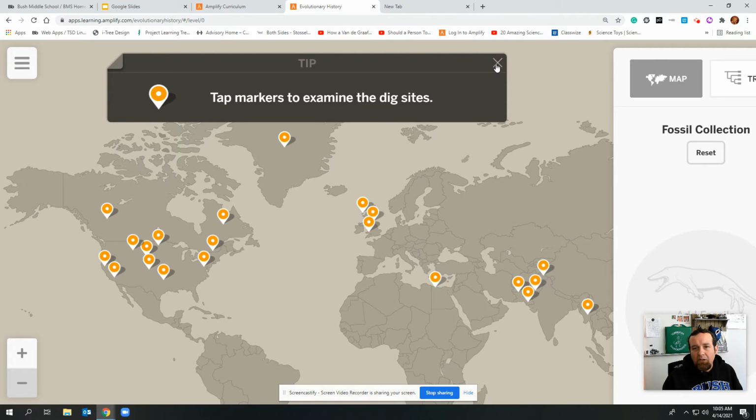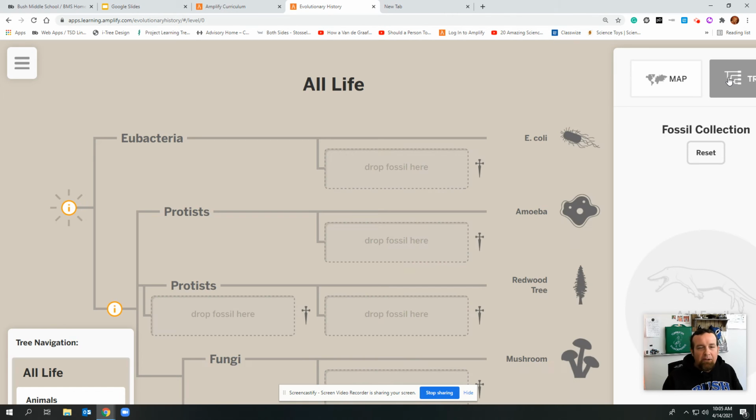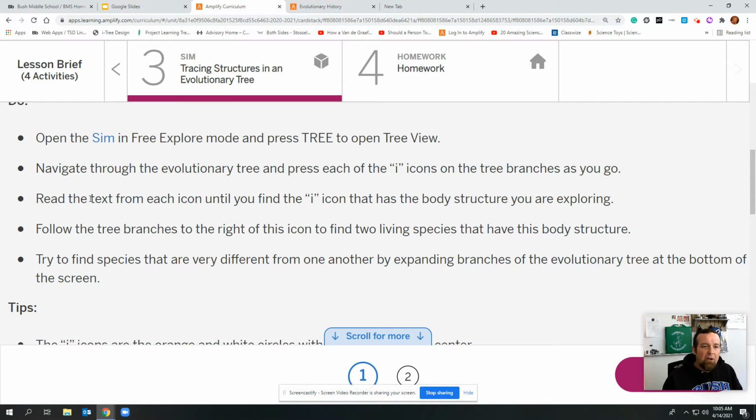And then in your upper right hand corner, you'll see the word tree. So click that right there. Now let's go back and follow our instructions. Navigate through the evolutionary tree and press the eye icons. That's hard to say. Eye icons on the tree branches as you go. Read the text from each icon until you find the eye icon that has the body structure you are exploring.